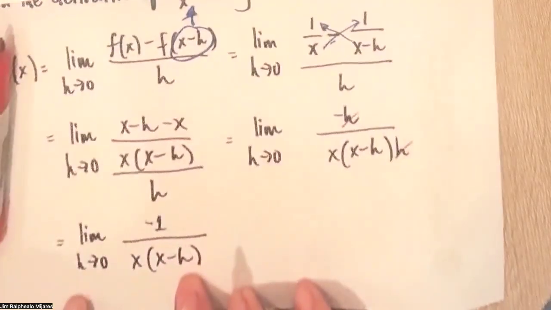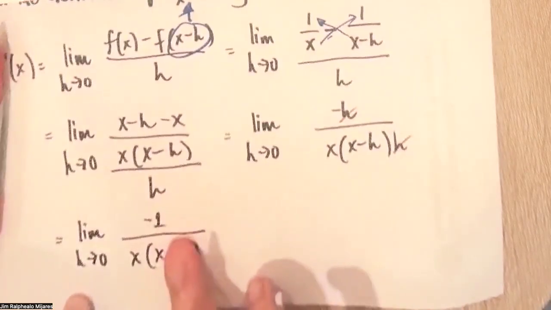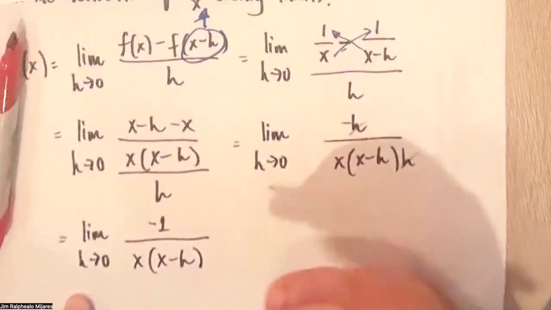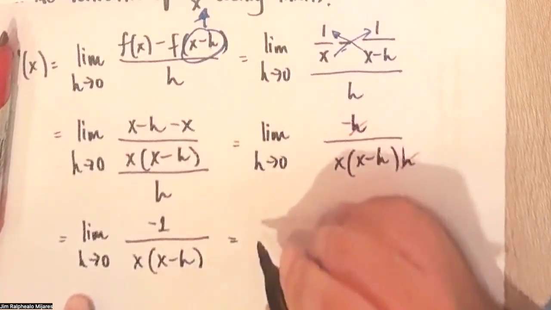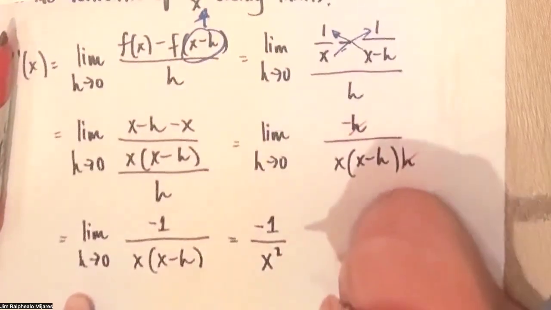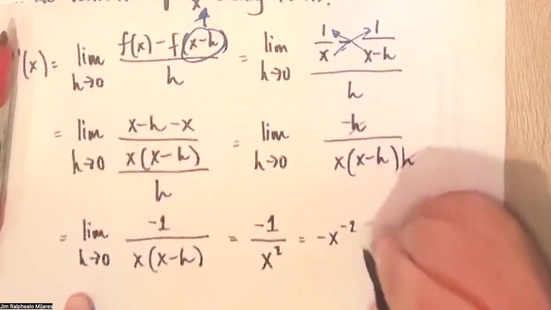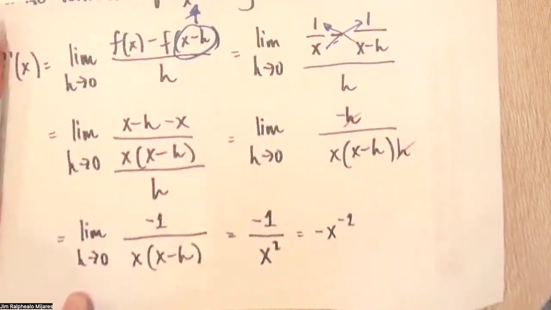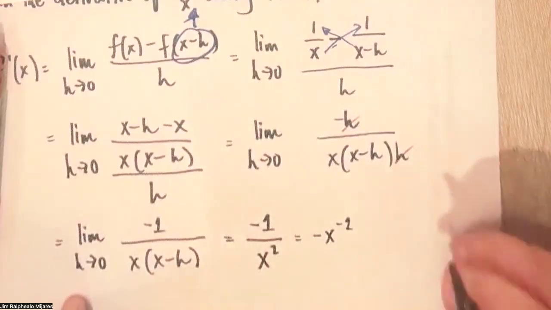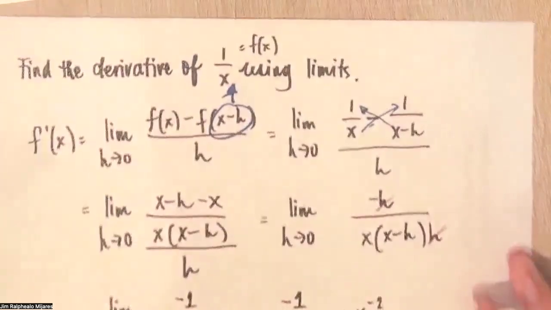Then from this point, you notice that if h is 0, it becomes that. So now the final answer is negative 1 all over x squared, or negative x to negative 2, which is important for the next lesson. Okay. Both are equal, by the way. All right?